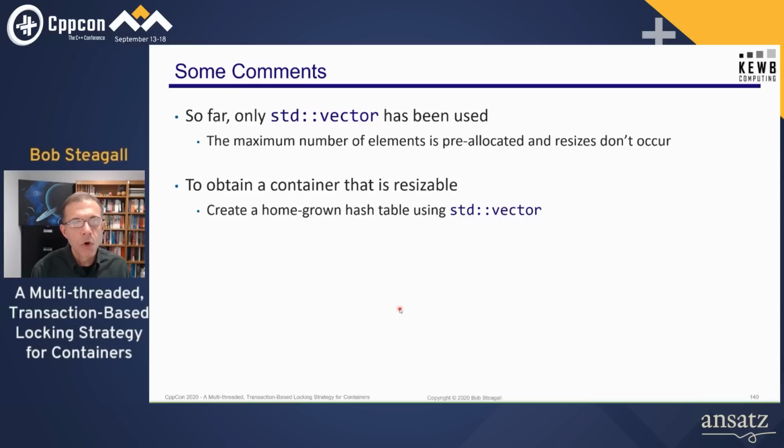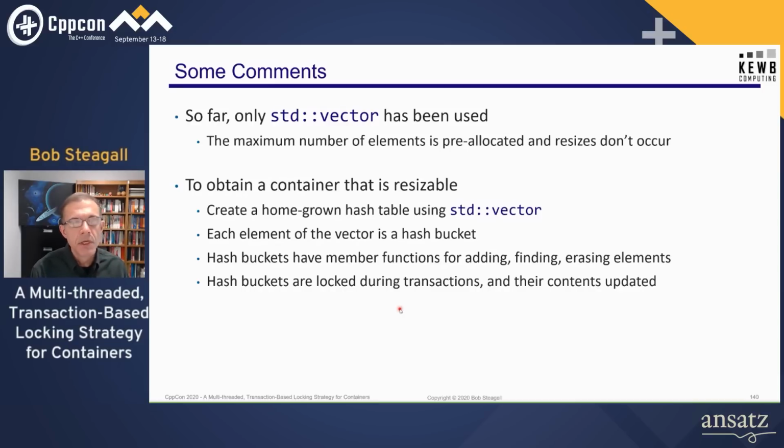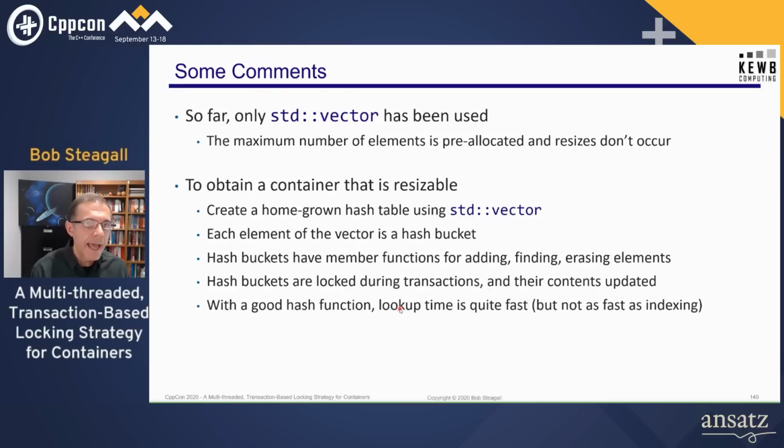If you wanted to create a container that's resizable, and I actually did this in the work I mentioned before, I built a homegrown hash table using std vector. Each element of the vector was itself a hash bucket, and the hash buckets contained the actual lockable items. The hash buckets had member functions for adding and finding and erasing elements. The hash buckets themselves were locked during transactions so that elements within them could be updated. And with a good hash function and a good sized hash table, the lookup was fast, and there wasn't a whole lot of contention from competing transactions rolling back.